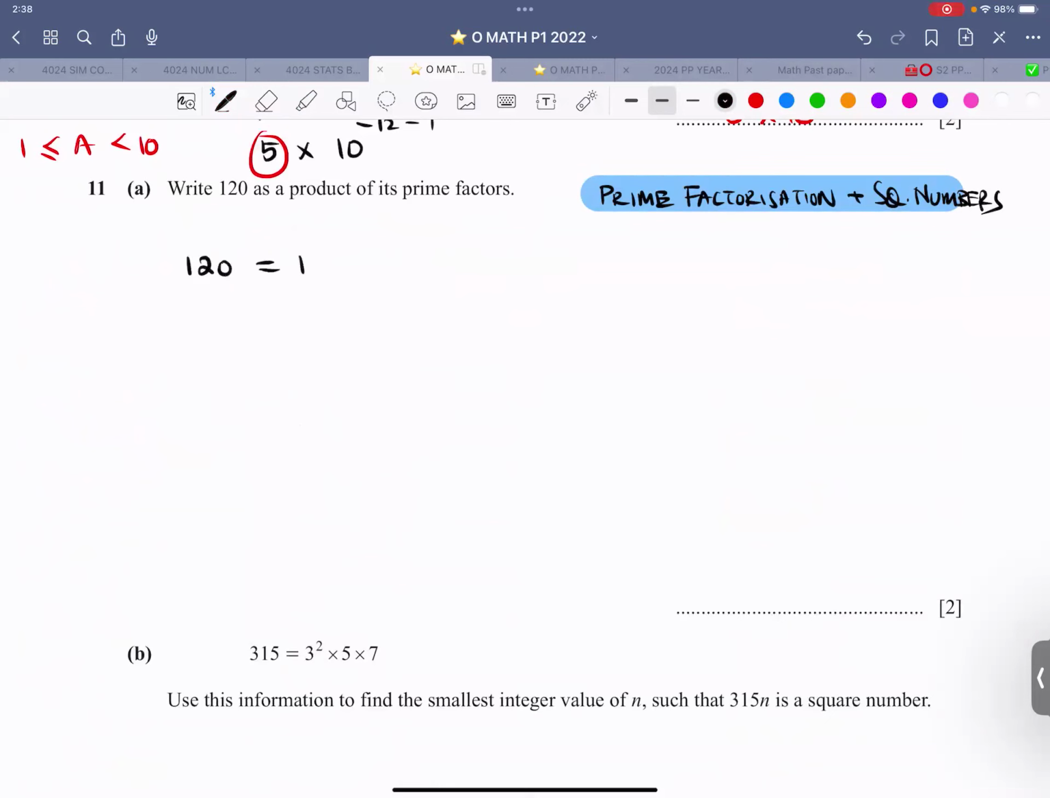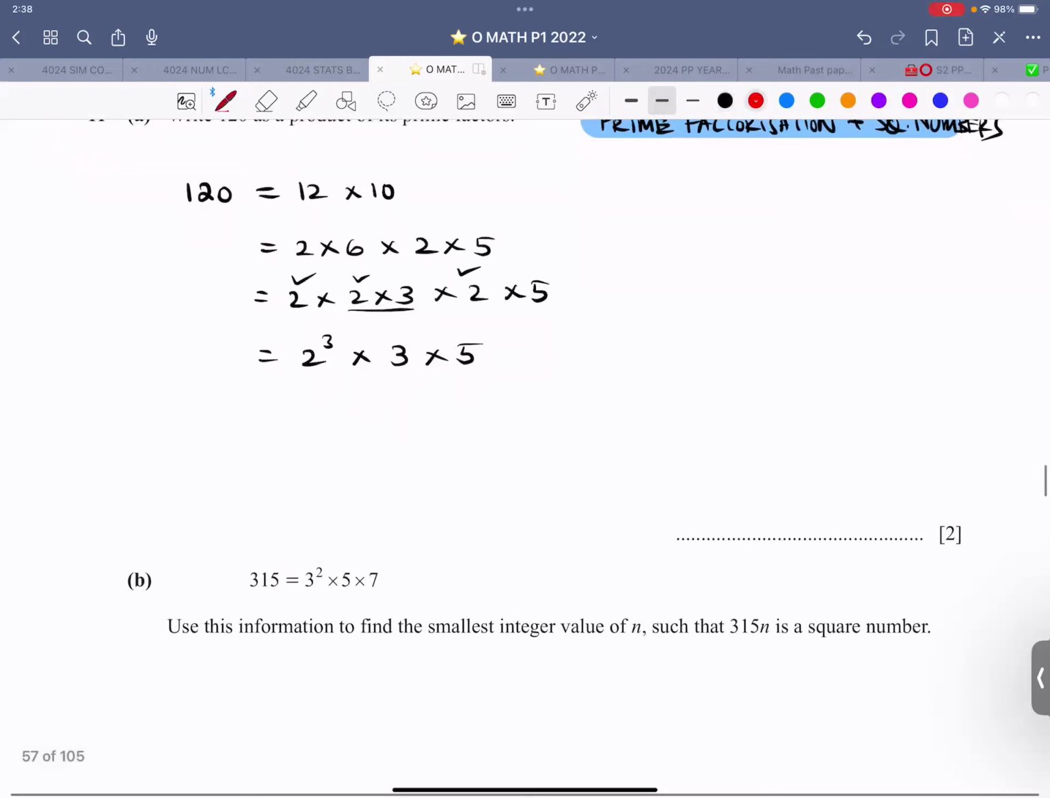So 120 can be written as 12 into 10. 12 can be written as 2 into 6. 10 can be written as 2 into 5. Then this 6 can be broken down into 2 into 3, into 2 into 5. So 1, 2, 3, that is 2 raised to power of 3 into 3 into 5. So always double check. That is 8. 8 into 3 is 24. 24 into 5. Perfect. So that is 2 cube into 3 into 5. That is the prime factorization.